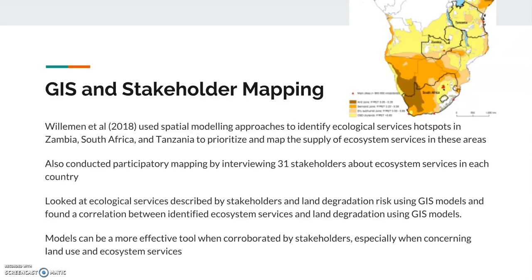And then they were able to use the GIS data looking at things like land degradation, and where the stakeholders found the most important ecological services. Really what this study found was that models can be a way more effective tool when they're corroborated by stakeholders, especially when you're talking about things like land use and ecosystem services, because it can be a much more powerful tool if the people in the area find value in the ecosystem services that you're trying to conserve.